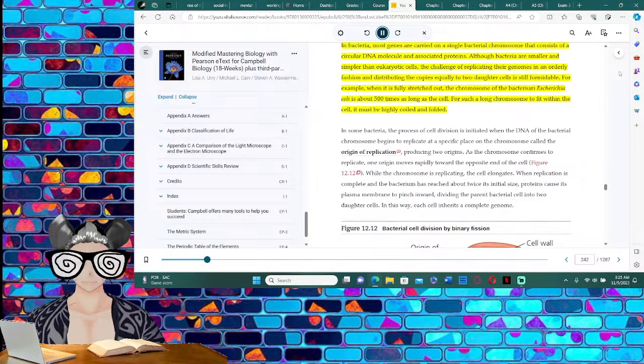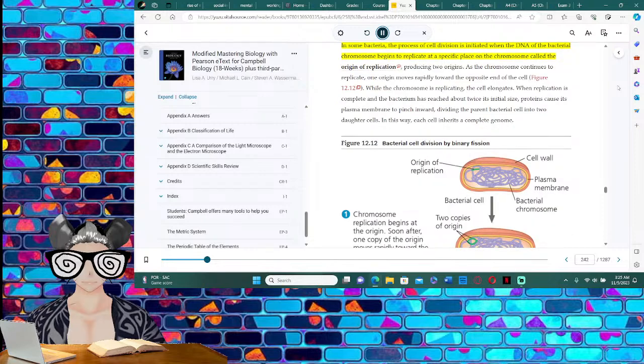In bacteria, most genes are carried on a single bacterial chromosome that consists of a circular DNA molecule and associated proteins. Although bacteria are smaller and simpler than eukaryotic cells, the challenge of replicating their genomes in an orderly fashion and distributing the copies equally to two daughter cells is still formidable. For example, when it is fully stretched out, the chromosome of the bacterium Escherichia coli is about 500 times as long as the cell. For such a long chromosome to fit within the cell, it must be highly coiled and folded.